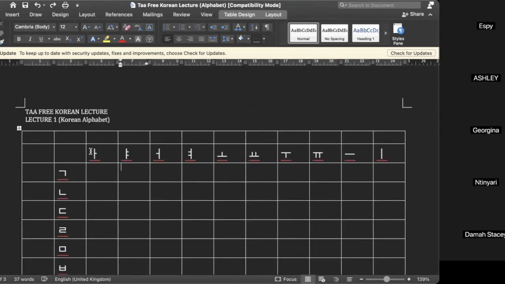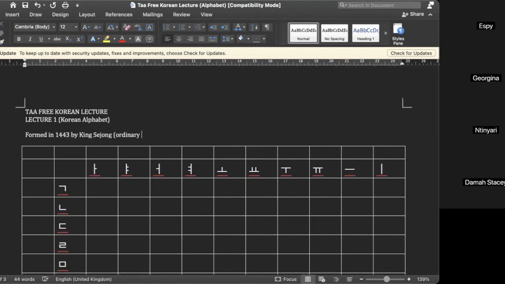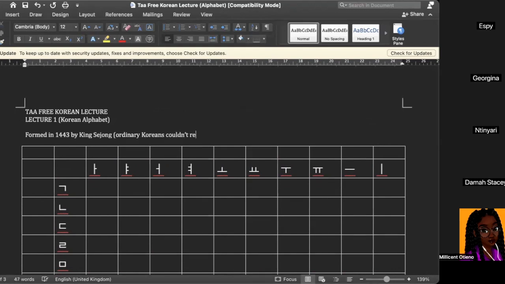I don't have time to dive into everything, but this is the history. It was formed in around 1443. Why in 1443? King Sejong. Because ordinary Koreans couldn't read the Chinese characters.